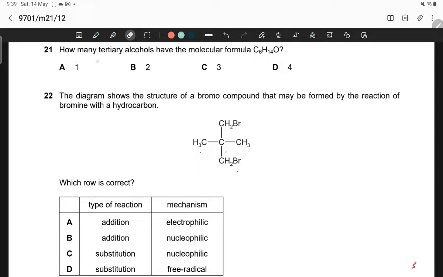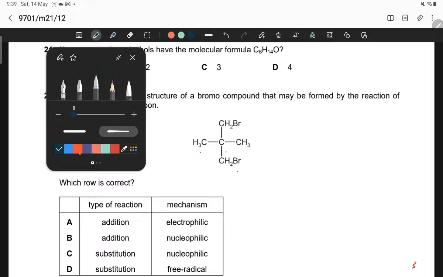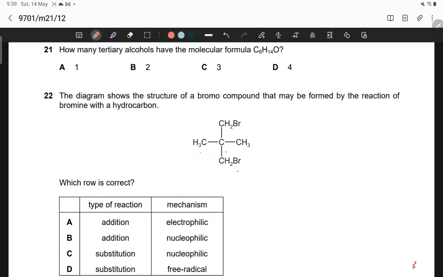Question number 21. How many tertiary alcohols have the molecular formula C6H14O? So let's draw the different formulas of C6H14O.